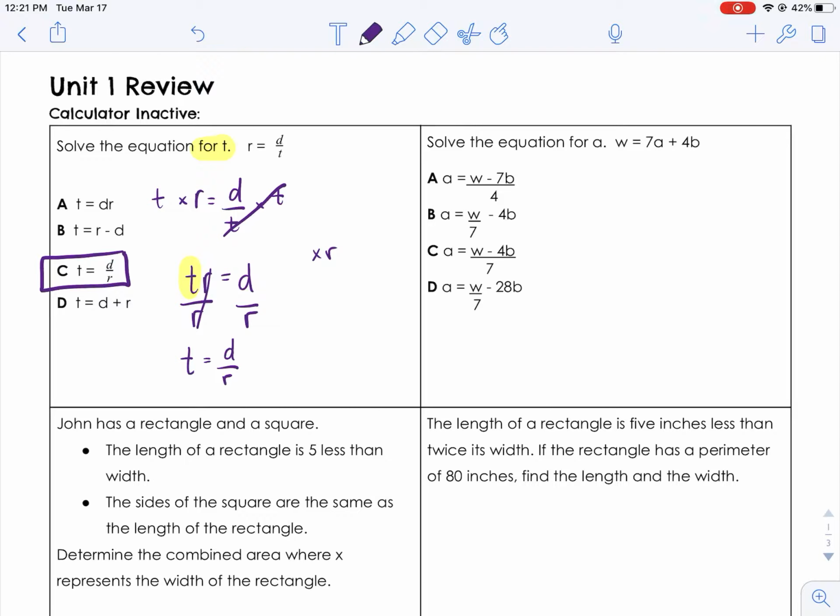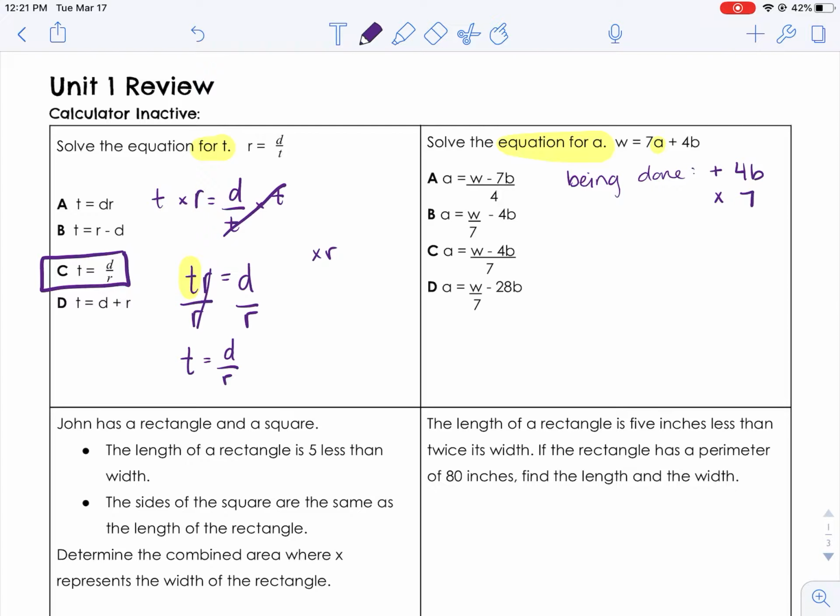Looks like we have another literal equation. We want to solve for a this time though, so we're going to solve for a. And we want to figure out what's being done to a. So right now, it looks like we are adding 4b. And we are multiplying by 7.